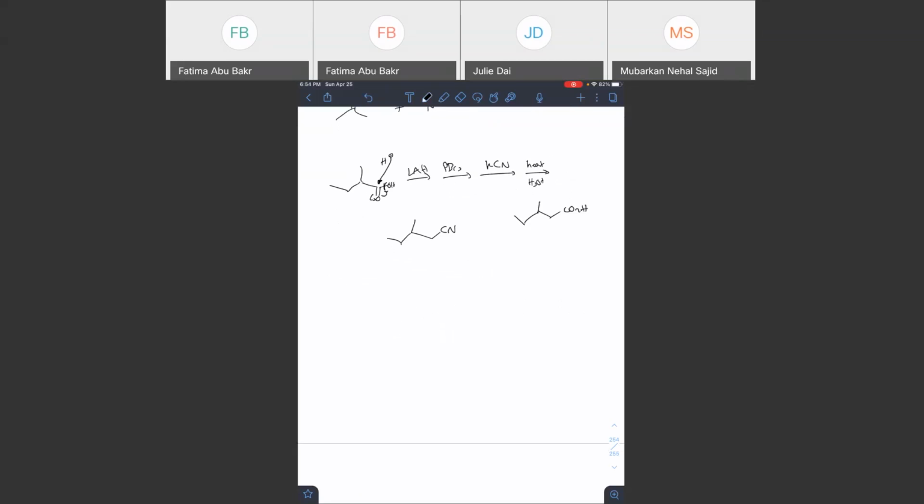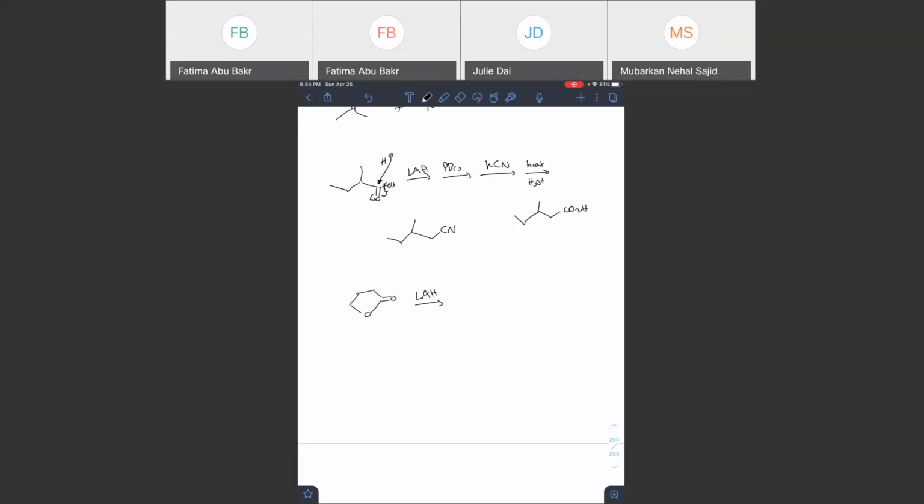Next, we have another one. So this one is cyclic, and it's reacting with LAH. And this one is really, really simple. Everyone should be familiar with this.